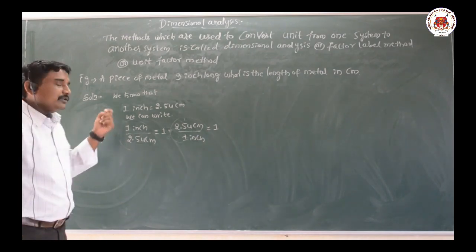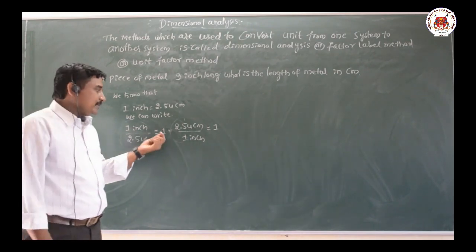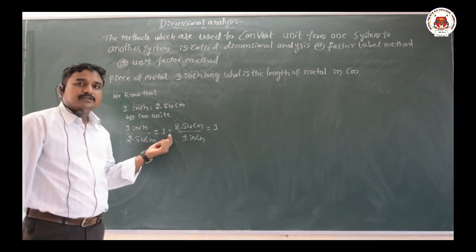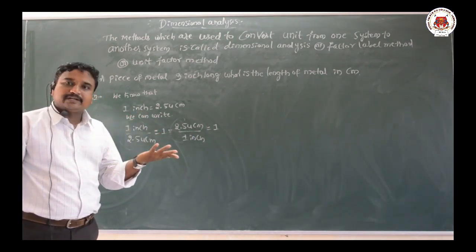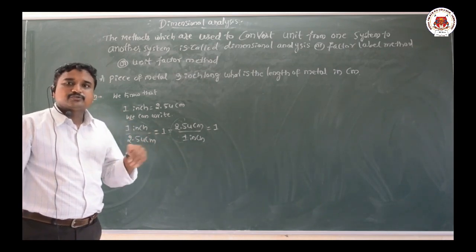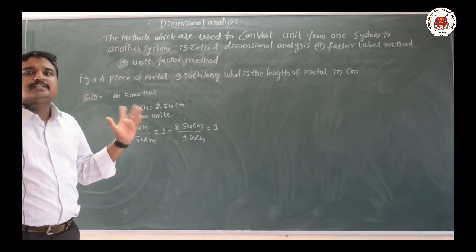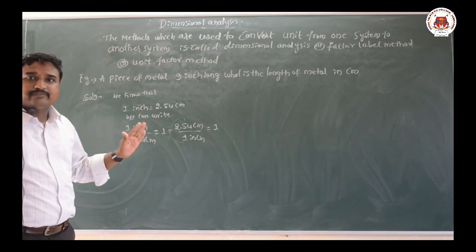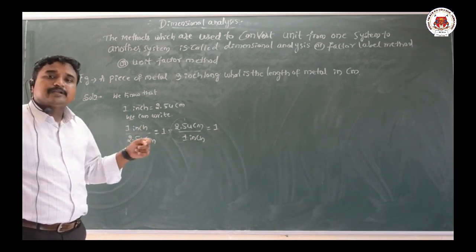If any multiplication is done with the unit factor, which is equal to 1, the number will not be affected; it remains as it is. Suppose 2 into 1, that is 2, so the number will not be affected after multiplication.